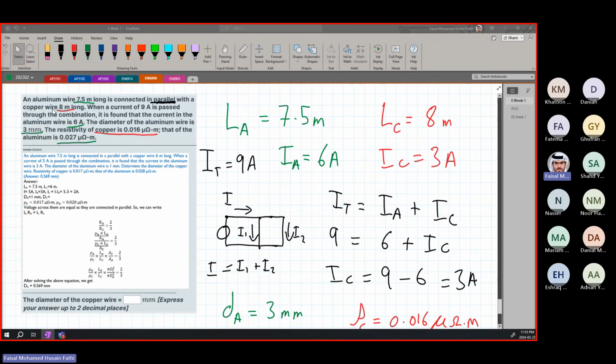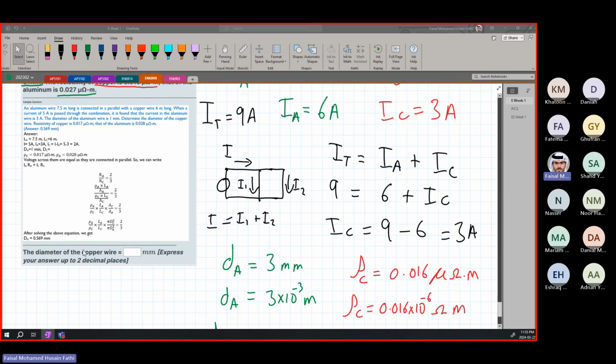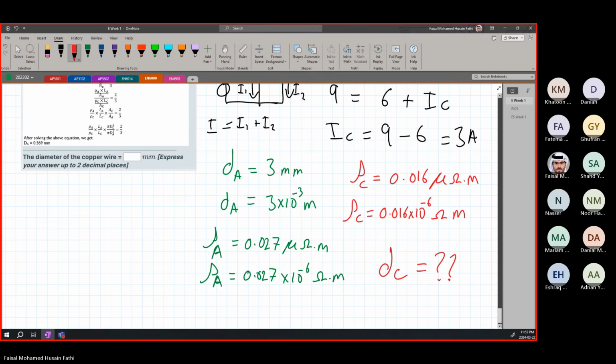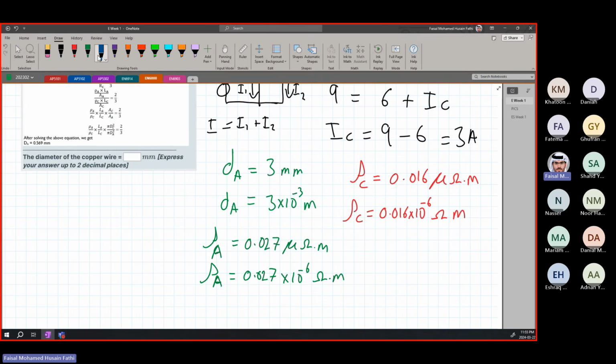We just read the question and got all the information for each material. So we have 2 different materials. Obviously, 2 different resistances will be there. Okay? We have the aluminum and we have the copper. So what does the question even ask? The question is asking the diameter of the copper wire. So we need to find the diameter D of the copper wire. This is what we need to find. Let me actually change the color of this so we know that this is what we need to find.